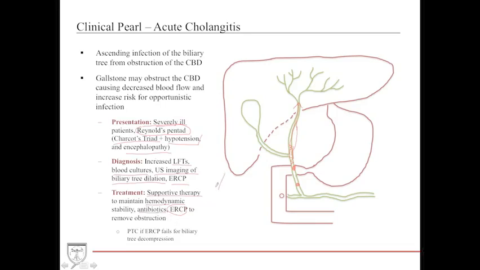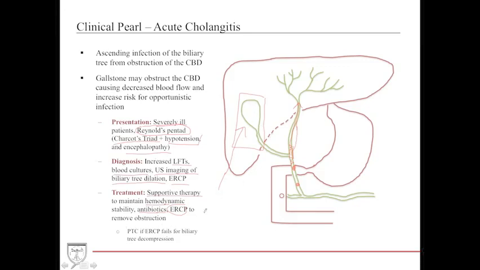Also, it's important to note that before these people leave the hospital, both in choledocholithiasis and in acute cholangitis, you got to have an elective cholecystectomy, because this is what's causing the stones. If you fix this whole problem but not the source, you haven't fixed anything. So you got to remove the gallbladder eventually.